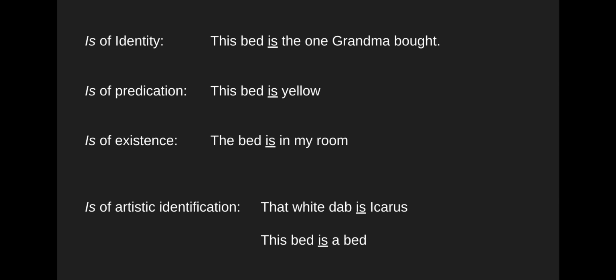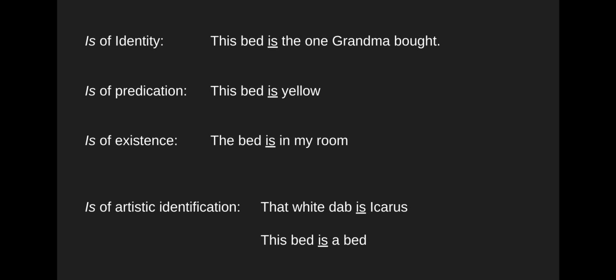Notice both of those meanings of the word "is" are different from the "is of existence." So when I say the bed is in my room, I'm not saying that the bed is identical to my room or equal to my room. Neither am I saying that the bed has this property of being in my room, well, kind of am, but I'm saying something more specific. I'm saying, look, this bed exists in my room.